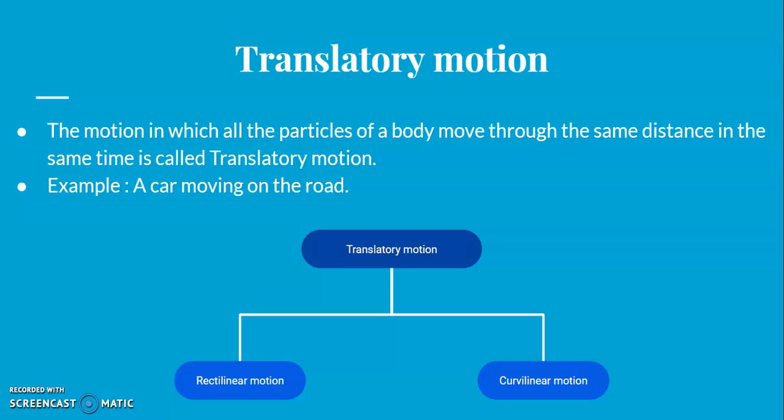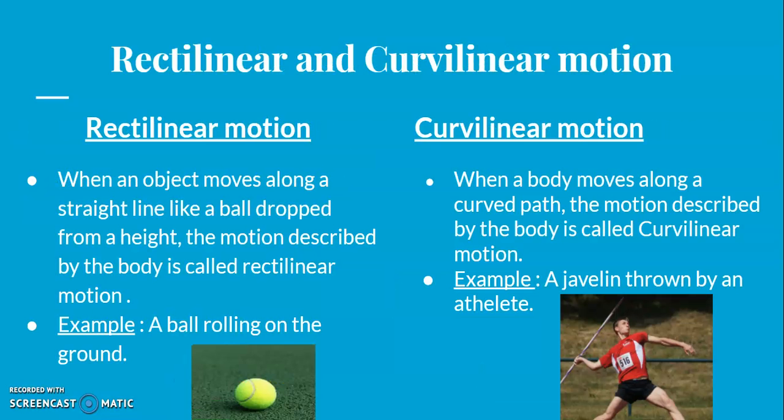Translatory motion: the motion in which all the particles of the body move through the same distance in the same time is called translatory motion. For example, a car moving on the road. Translatory motion is of two types, rectilinear motion and curvilinear motion. Rectilinear motion: when an object moves along a straight line, like a ball dropped from a height, the motion described by the body is called rectilinear motion. For example, a ball rolling on the ground.